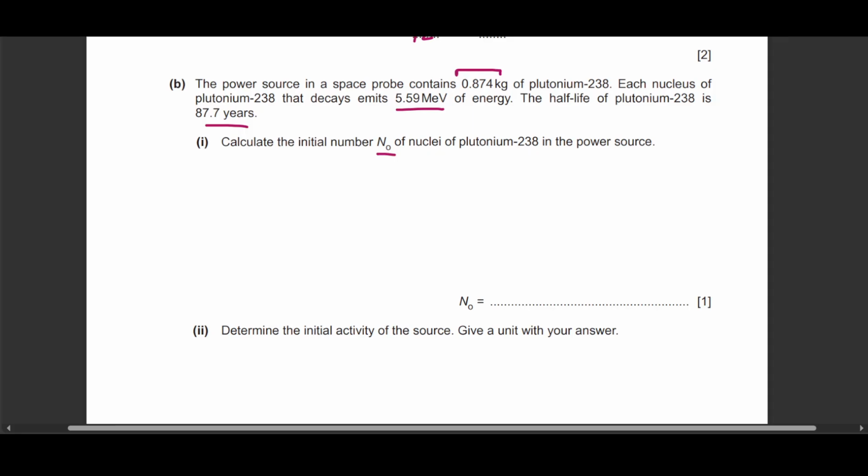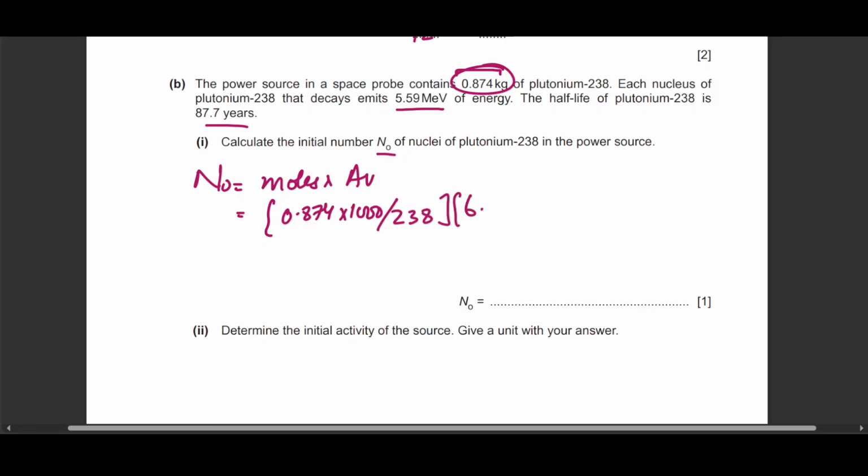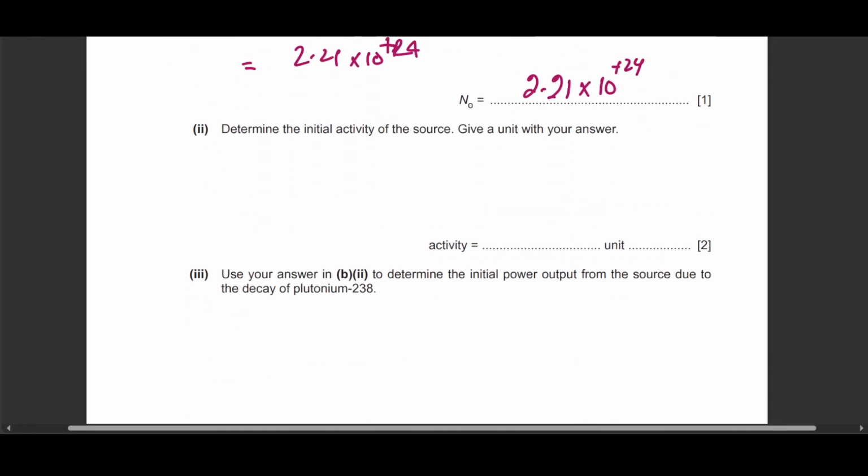So it's going to be N naught equals moles multiplied by Avogadro's constant. So moles is mass over MR, and mass has to be in grams. So this is going to be 0.874 multiplied by 1000 divided by the MR, the molecular mass, which is 238, multiplied by Avogadro's number, 6.02 into 10 raised to the power 23. This is going to come out as 2.21 into 10 raised to the power 24, positive 24. So a very huge number of atoms, very high radiation dosage. Determine the initial activity. So this is A equals lambda N.